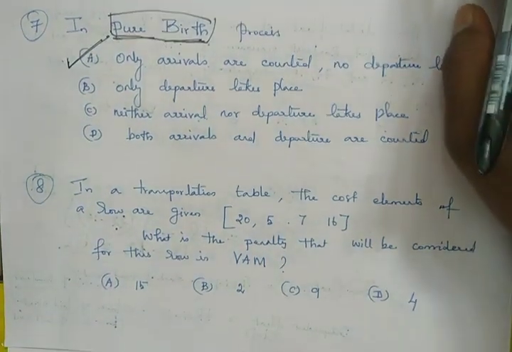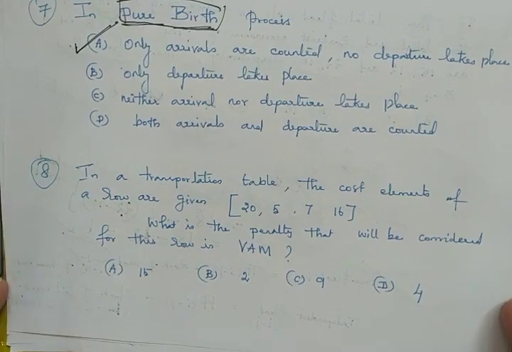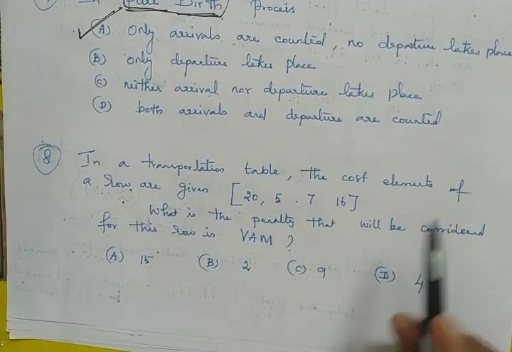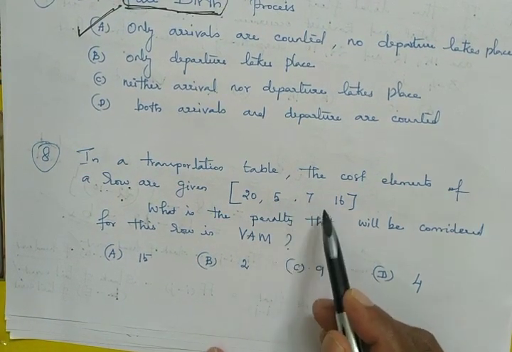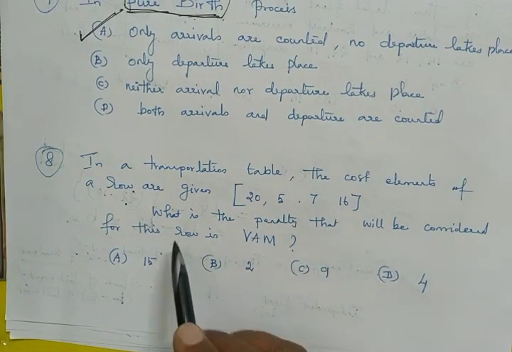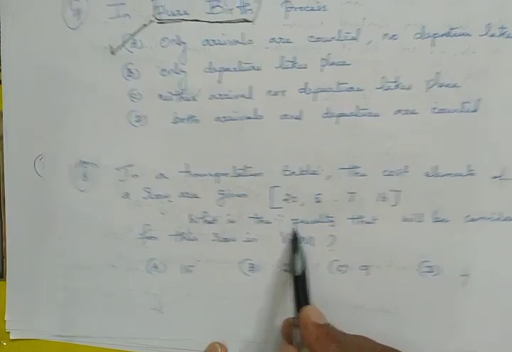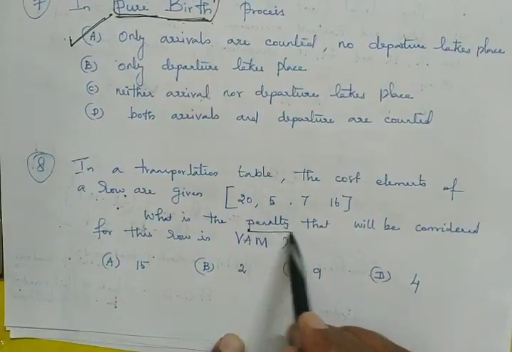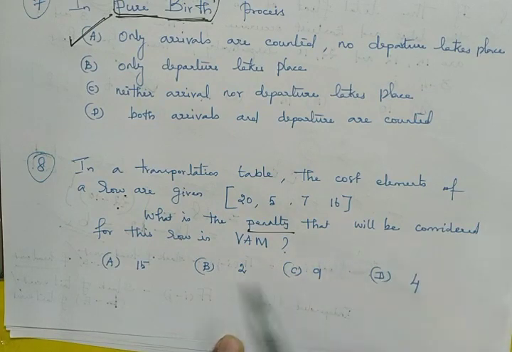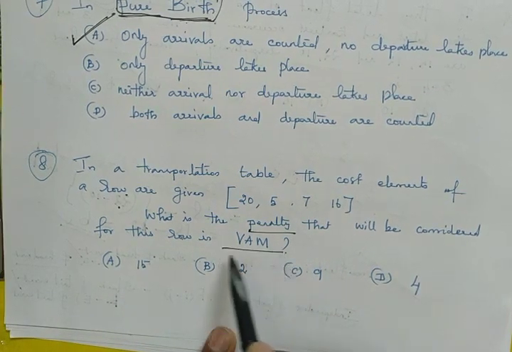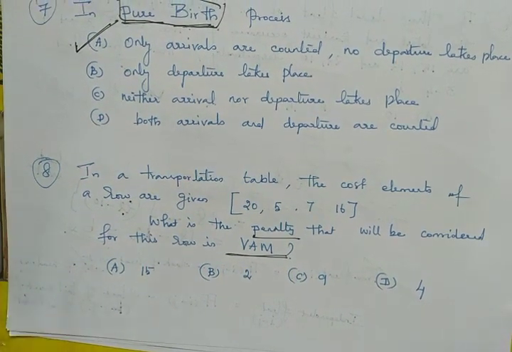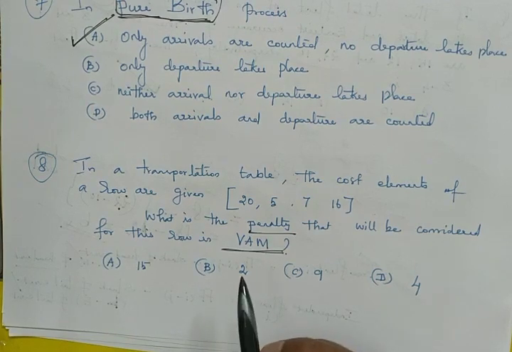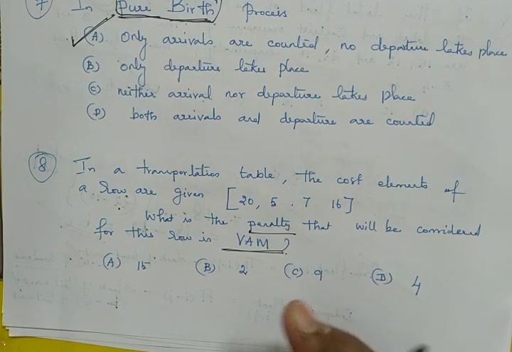Now the next question. In a transportation table, the cost elements of the row are given as 20, 5, 7, 16. Four costs are given. The question is: what is the penalty that will be considered for the row in VAM? VAM is Vogel's approximation method, otherwise called the penalty method. To find the penalty, you find the difference between the first minimum and the next minimum.